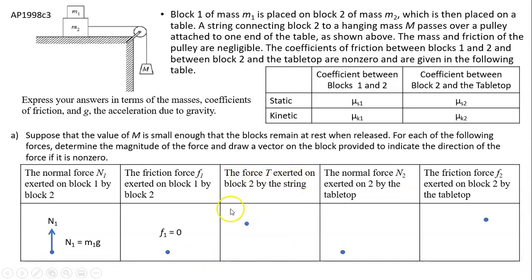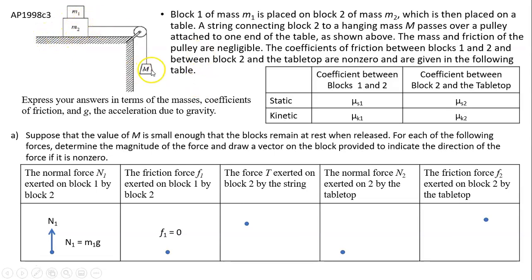Next, the force T exerted on block 2 by the string. So again, on block 2, think about what the forces in the horizontal direction are. You have tension, T, and another force is the friction from the table on M2, since there is no friction between M1 and M2. Those are the two forces, and they have to be the same.